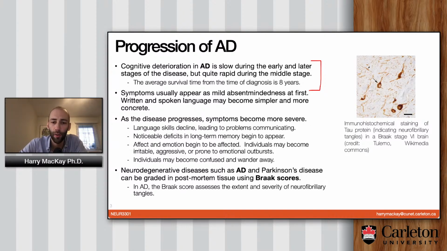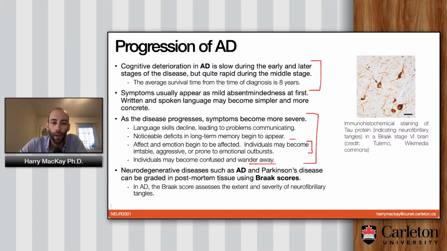As the disease progresses, the symptoms become more and more severe. The language skills continue to decline. Noticeable deficits in long-term memory begin to appear, and you also start to see problems with affect and emotion. Individuals could become irritable or aggressive, or prone to emotional outbursts, either hysterical sort of laughing or anger at various inappropriate times. Individuals can also become confused and wander away.